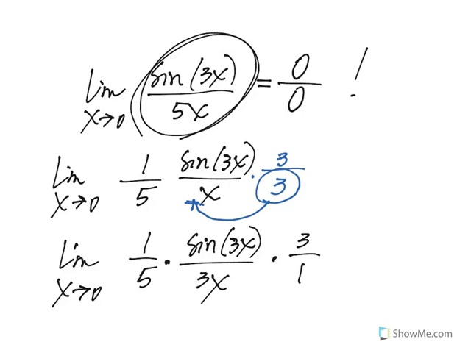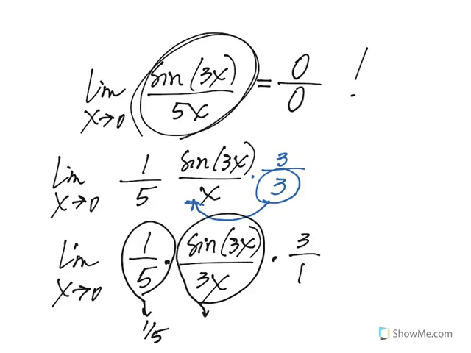Now the nice thing about limits is that you can just take them all individually. The limit as x goes to 0 of 1/5 is just 1/5. The limit of the sine of 3x over 3x is just 1, and that comes straight from the formula on the previous page. The limit as x goes to 0 of 3 is just 3. And then you just multiply those numbers together, and you end up with 3/5.